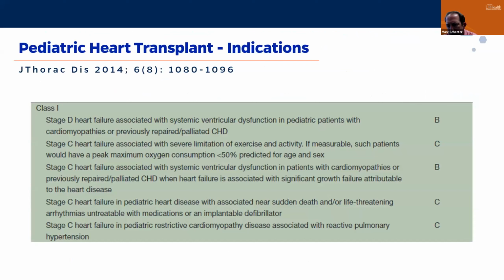On the heart side of things, coming from the pulmonologist here, the indications have had a lot of consensus. There's a lot of listing here of the different types of patients, where they are in their heart failure, what they have, congenital heart disease, and a variety of things that you all use as to which kids need heart transplants.